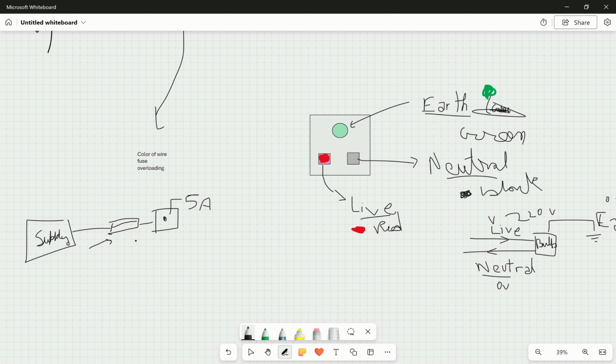So if excess current is coming more than 5 ampere, then what will the fuse do? It will melt, and thus it will break the connection. It will stop the connection, and then the excess current cannot reach your house, and this prevents overloading and short circuit. Basically, fuse is a device which prevents short circuit in our house by melting.